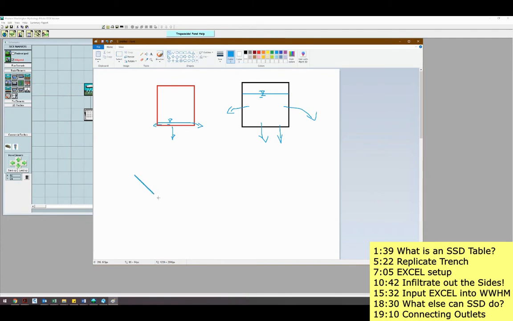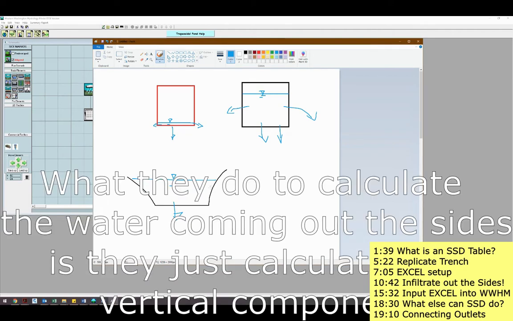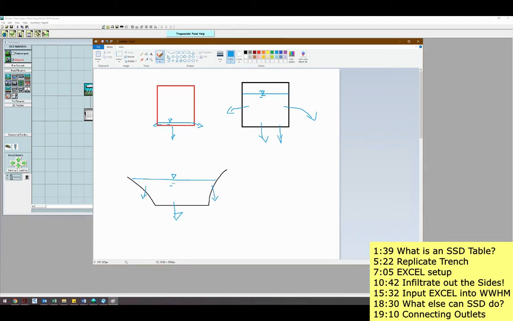So imagine I have a pond that looks kind of more like your typical pond. As water builds up in this pond, water will come out the bottom in WIM, but it will also come out the sides. But what they do to calculate the water coming out the sides is they just calculate the vertical component. So if you have this kind of steep slope that I'm looking at, it's not going to figure out water going out laterally.